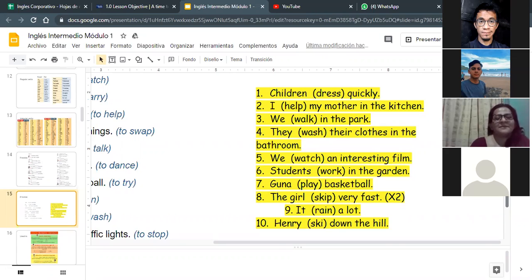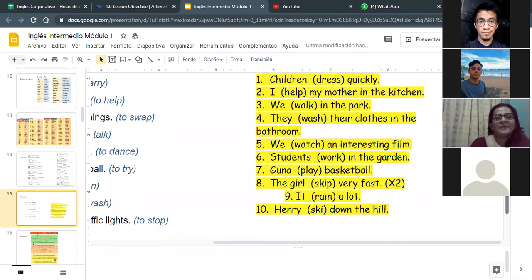Children dressed quickly. Number two. I helped my mother in the kitchen. Number three. We walked in the park. Nice. Number four. They washed their clothes in the bathroom. Very good. Number five. We watched an interesting film.